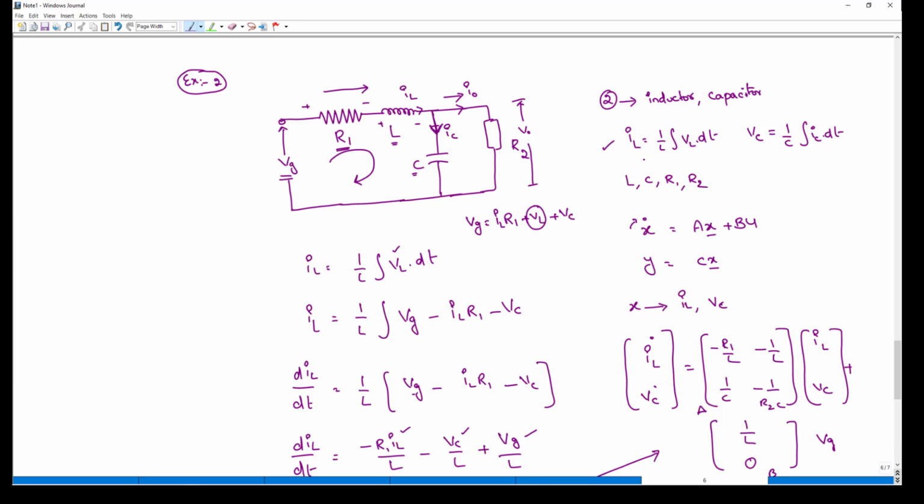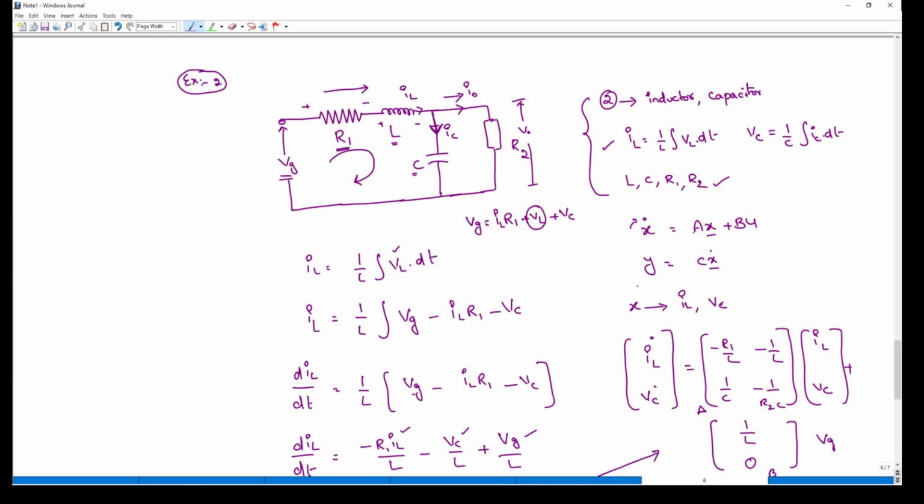First of all, we have to find out the equation for the inductor and capacitor. IL is equal to 1 by L integral VL dt, Vc is equal to 1 by C integral IC dt. What are the other parameters that they have given? Input as Vg, R1, L, C and R2. These are the parameters. Whatever equation we want to represent has to be in the form of the state space: x dot equal to Ax plus Bu, y equal to Cx plus Du.